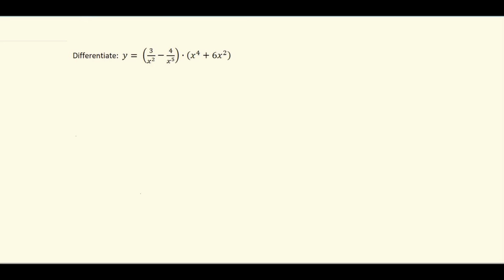All right, let's solve one more. So we're asked to differentiate y is equal to 3 over x squared minus 4 over x to the 5th, times x to the 4th plus 6 times x to the 2nd. So just looking at this straight away, we see that we have a function times a function. So that tells us we're going to use the product rule. Then we also notice that the first function has 2 fractions in there. So we would have to use the quotient rule twice.